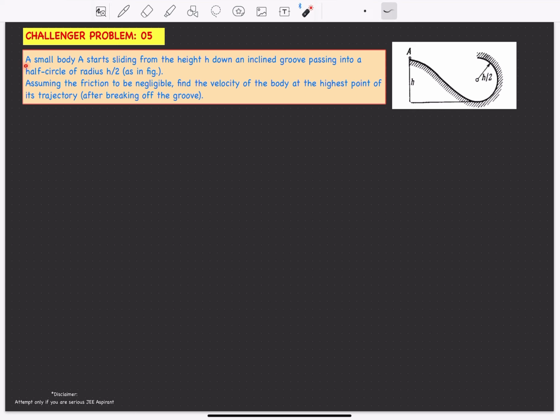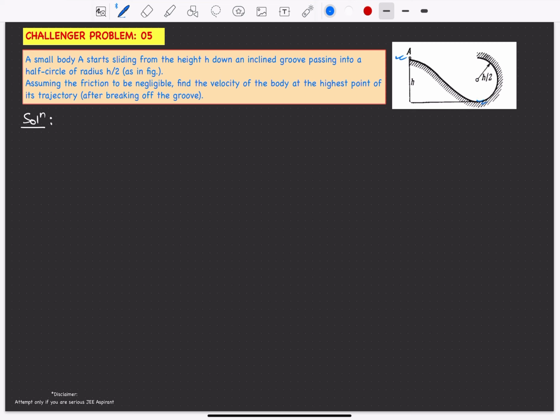The question is: a small body A starts sliding from height h down an inclined groove passing into a half circle of radius h by 2, as shown in the figure. Assuming the friction to be negligible, find the velocity of the body at the highest point of its trajectory after breaking of the groove. The particle is released from here.